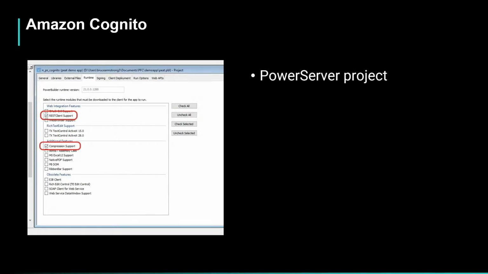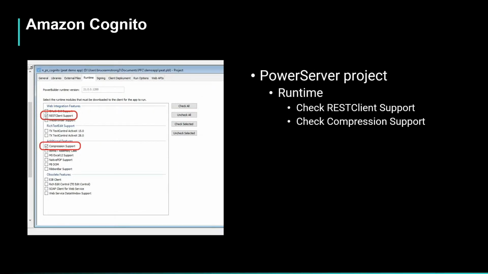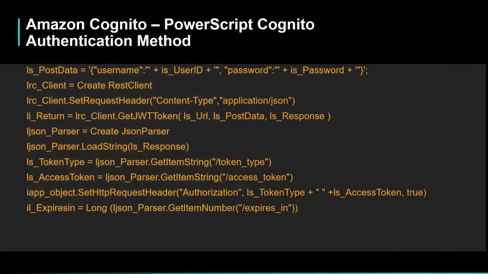And so, like we did for JWT, we're going to use the REST client and make sure the compression support is checked in our runtimes. So this is the code we're going to use for the call to the Cognito server. And as you can tell, it's a JSON Web Token call. It's just that we're not using the built-in JSON Web Token server. We're using the Cognito server. So everything is basically the same as you saw for JWT.